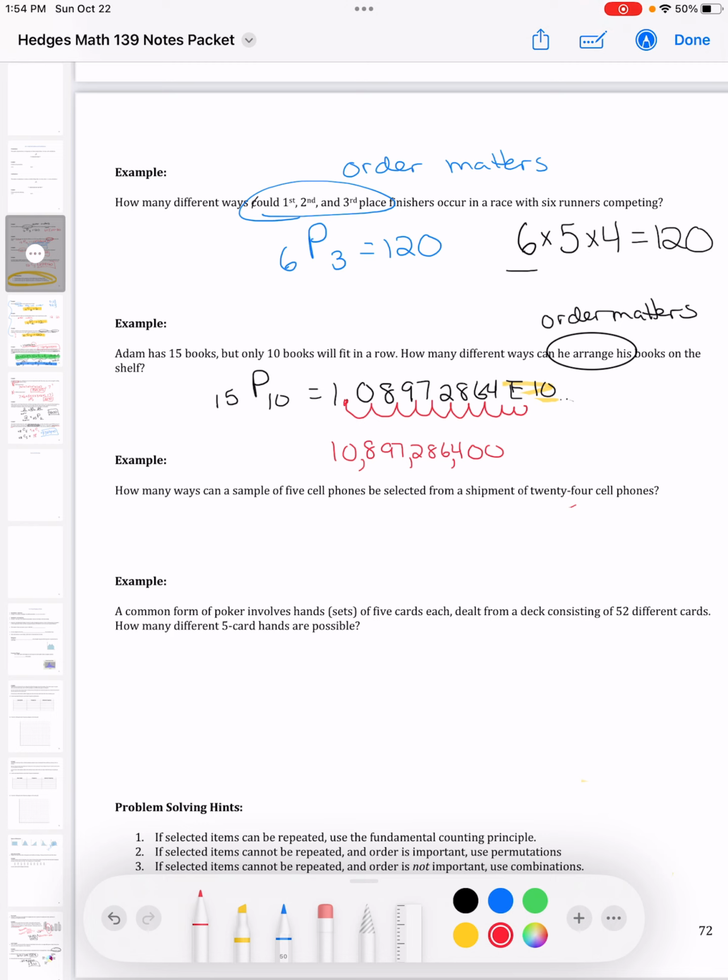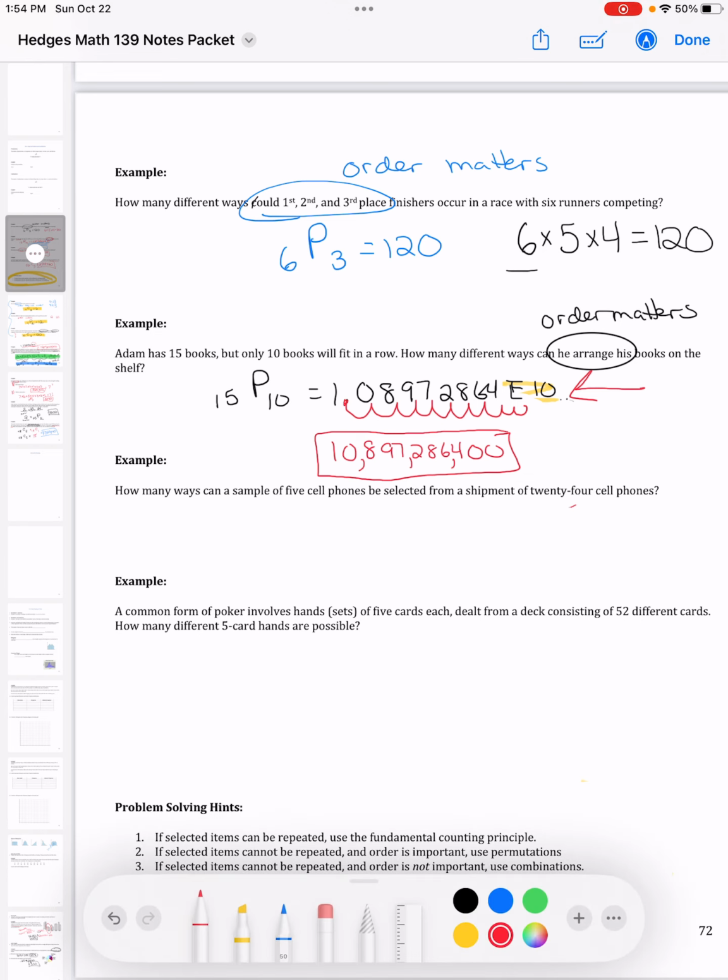10,896,286,400 different ways we could arrange those books. Now we're going to want this answer down here that I've got boxed in. If you stop with the E to the 10, you will not receive full credit, right? You need to be able to look at that scientific notation and write it in what's called standard notation, what we've got in the box. My math lab's going to treat it the same way.